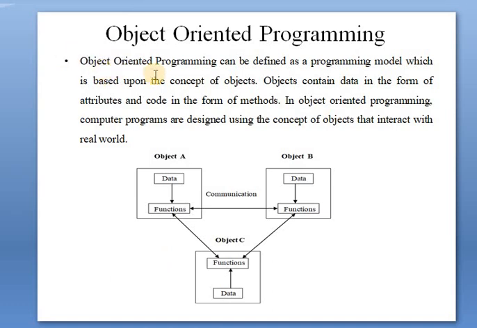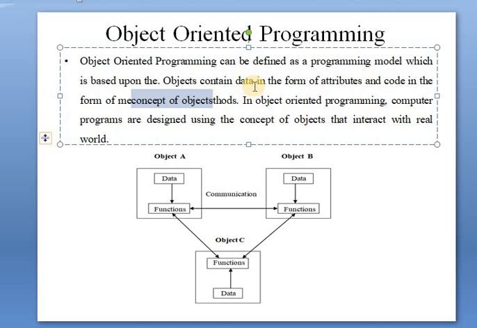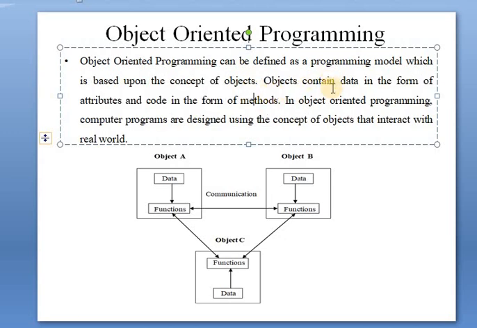Object oriented programming can be defined as a programming model which is based upon the concept of objects. Objects contain data in the form of attributes and code in the form of methods. In object-oriented programming, computer programs are designed using objects that interact with the real world. The main idea behind OOP is to encapsulate both the data and the functions that operate on the data into a meaningful unit known as the object.